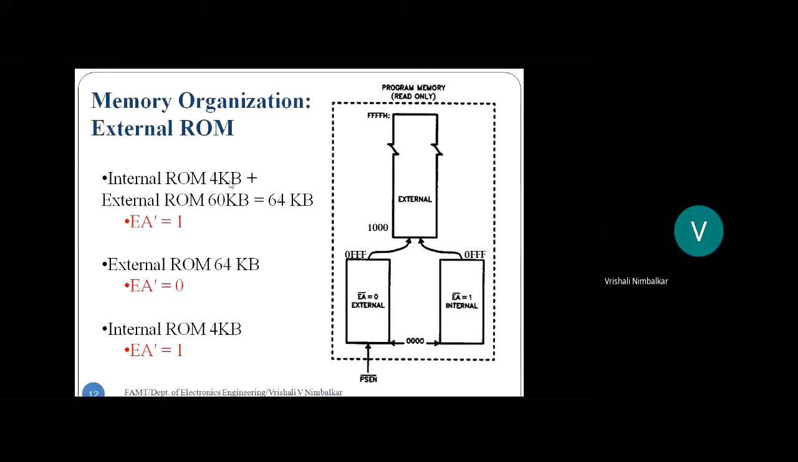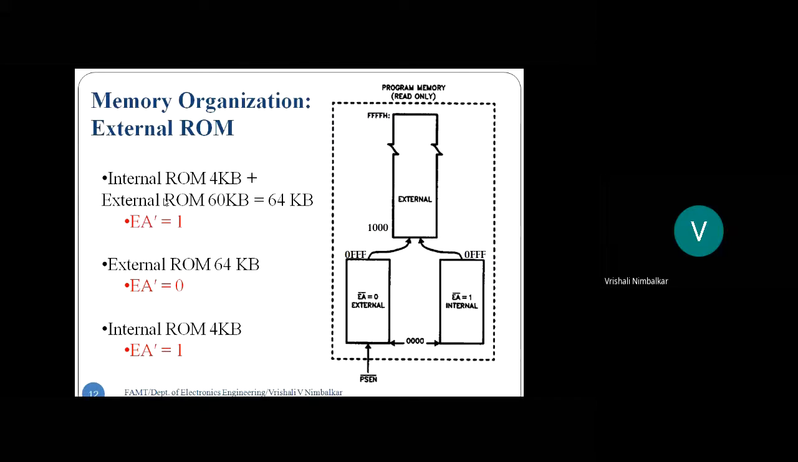Use 4 KB internal, 60 KB external. That becomes 64 KB. And in this condition, I'm using internal as well as external, so the EA bar pin is disabled. Hope you all remember EA stands for external access and it is an active low pin. And when do you enable this pin? That is, when do you ground this pin? When the external ROM is entirely, that 64 KB is purely external. It's only at that time you enable the EA bar pin. For the other conditions, the EA bar pin is disabled.